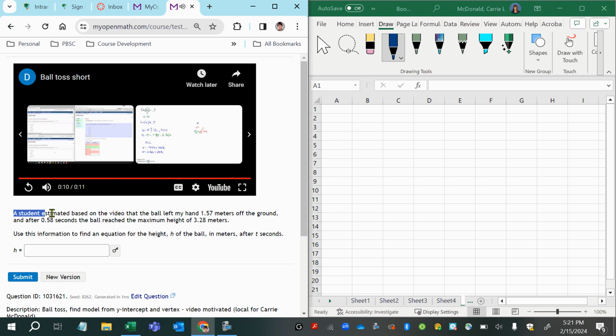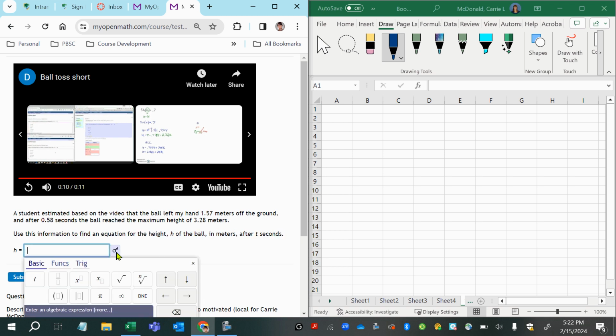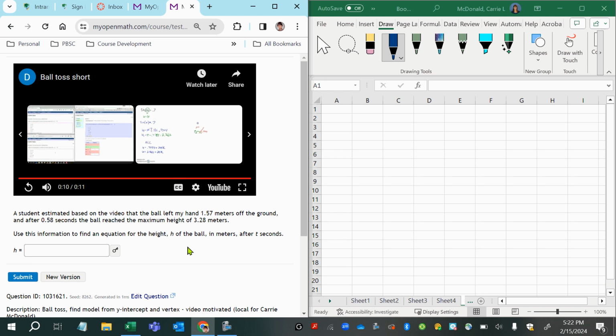It says a student estimated, based on the video, that the ball left my hand 1.57 meters off the ground, and after 0.58 seconds, the ball reached the maximum height of 3.28 meters. Use this information to find an equation for the height h of the ball in meters after t seconds. H equals, and then you fill in the rest of the equation.